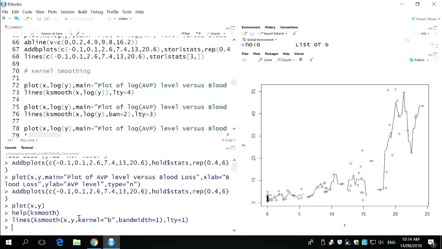There it is. There's my kernel smooth when I have a really small bandwidth. Now, I deliberately chose a small bandwidth so you'd see how bumpy it is. Right? See how bumpy it is? And not only is it bumpy, it's got gaps.